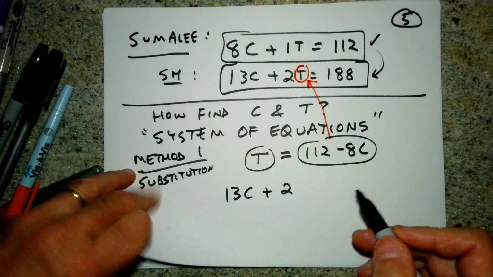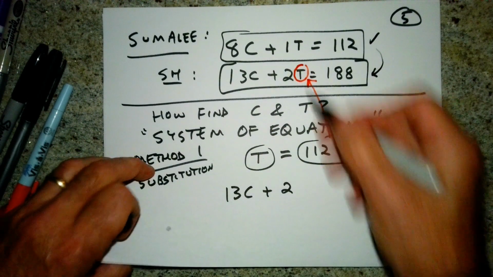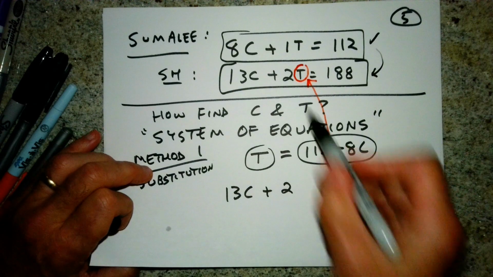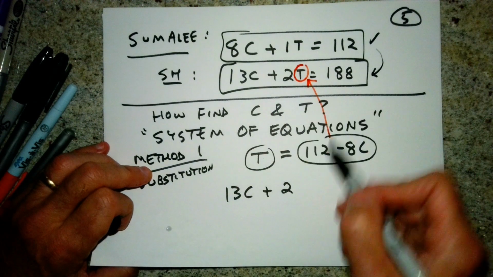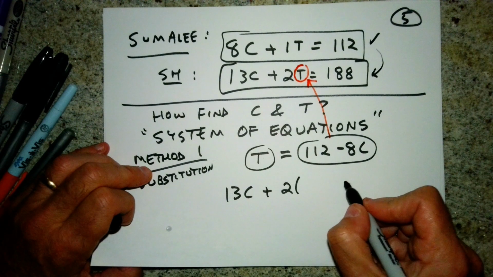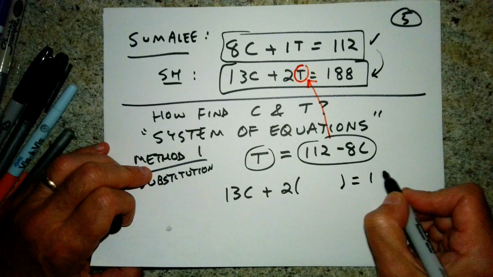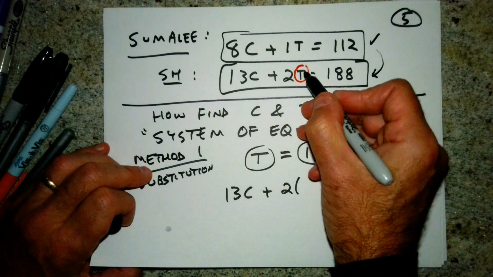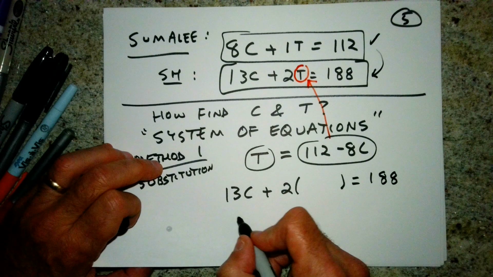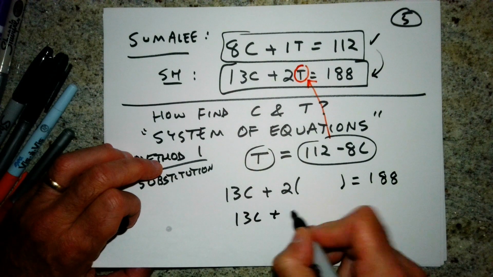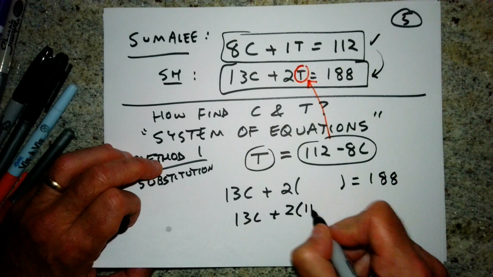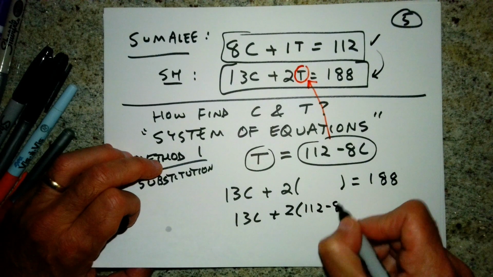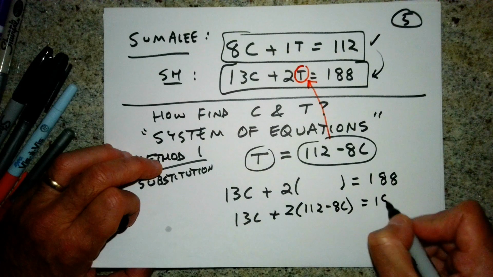Now when you do a substitution, you should never just plug it in in your head and make a guess, because you might wind up writing 224 minus 8c, like you only apply that 2 to the first number. So I recommend when you do substitutions, your first step is to replace the letter with empty parentheses, and then your second step is to insert that into the empty parentheses. 112 minus 8c equals 188.